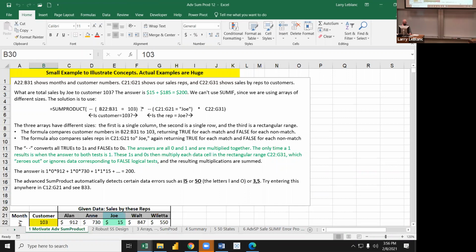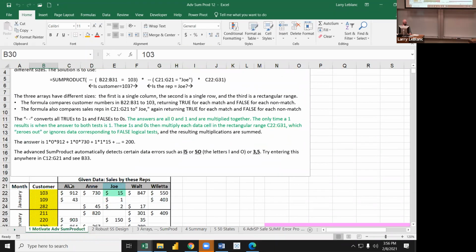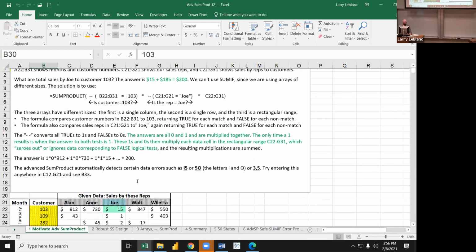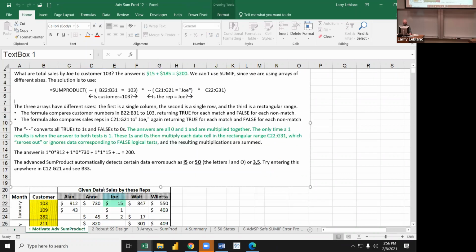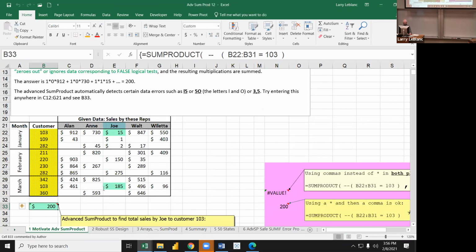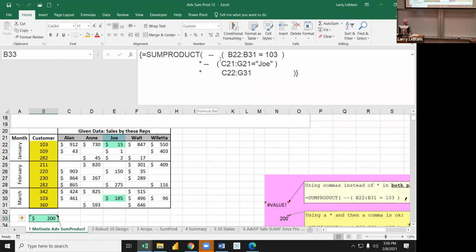Star, we don't use commas. Minus minus, C through G21 equals Joe. Alan and Joe, Walt, Willetta. Star the rectangle. That's the syntax we will use. We can't use SUMIF because we're using arrays of different sizes. Let me explain this, although it was explained in the readings. Let me explain it by activating B33 and explaining it in the formula bar.